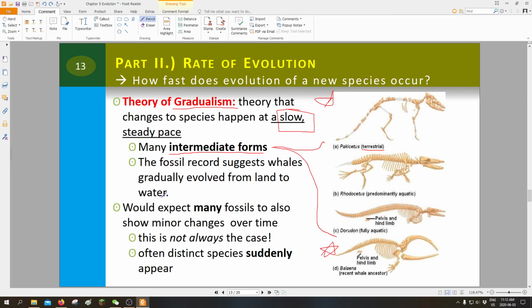Now, if the theory of gradualism was correct, right over here, we would expect to see way more fossils that show these minor changes over time. However, the problem is that's not always the case. Some species actually just suddenly appear with no intermediate forms, okay? There are no intermediate forms. So what does that mean? Maybe we need another competing theory.